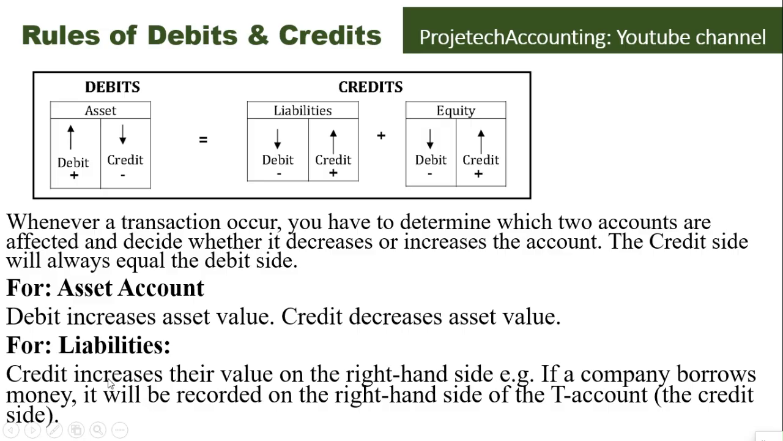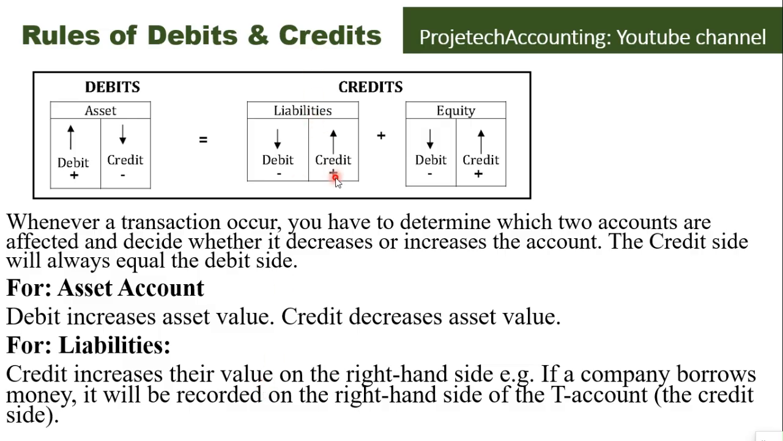And for the liability account, it is a little bit different. Credit increases the value on the right hand side of a liability account. For example, if a company borrows money, it will be recorded on the right hand side of the T account, and this is a credit, and it is going to increase the liability account.